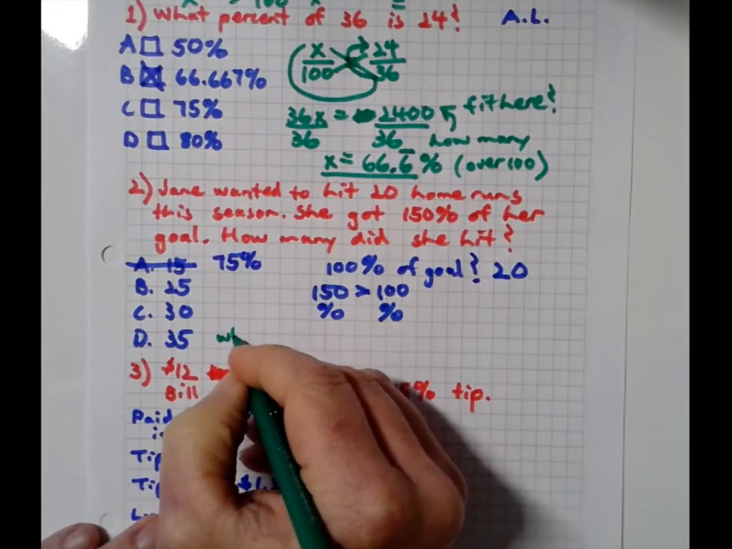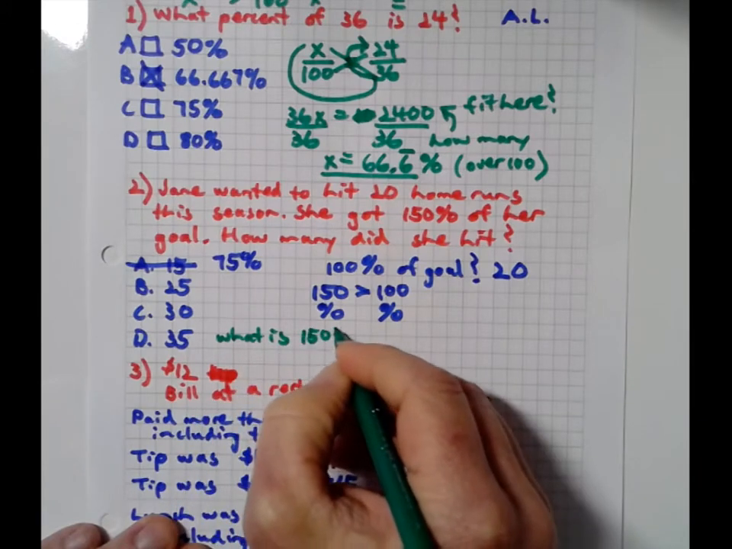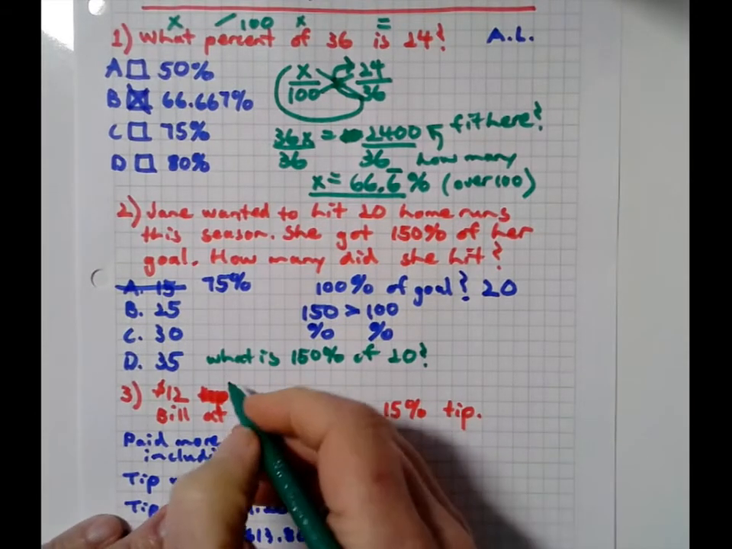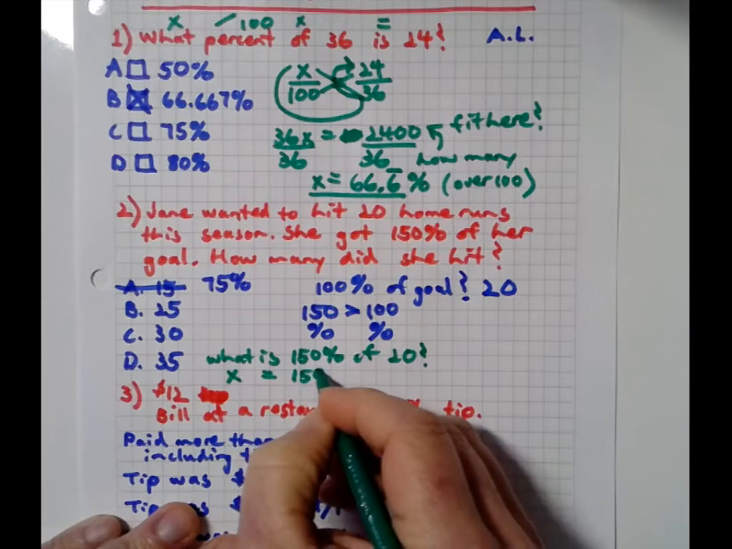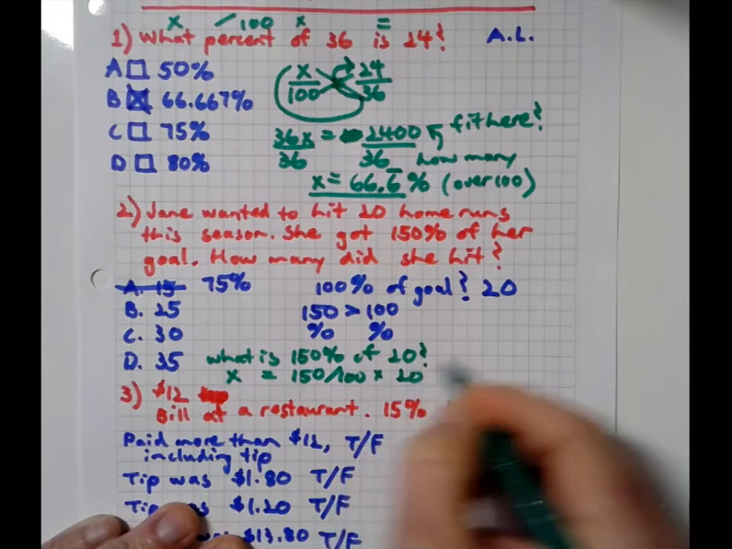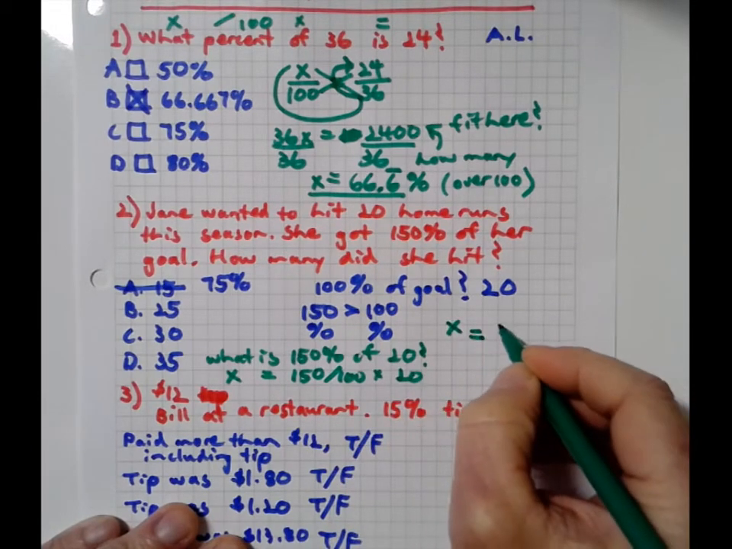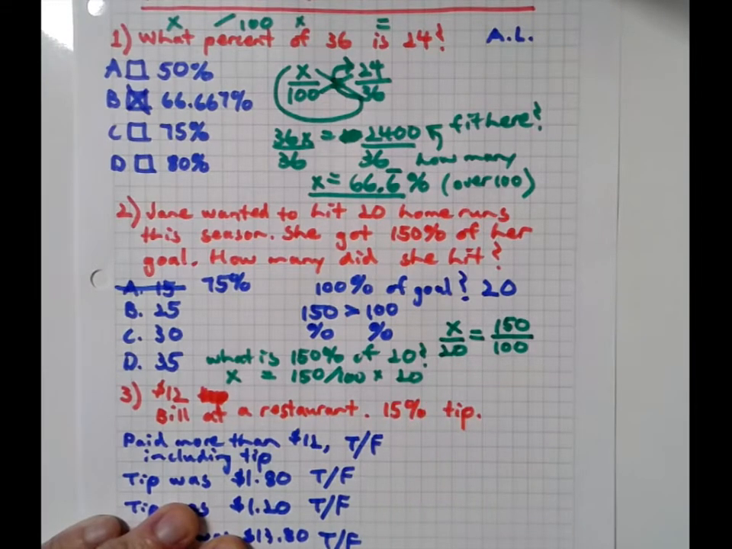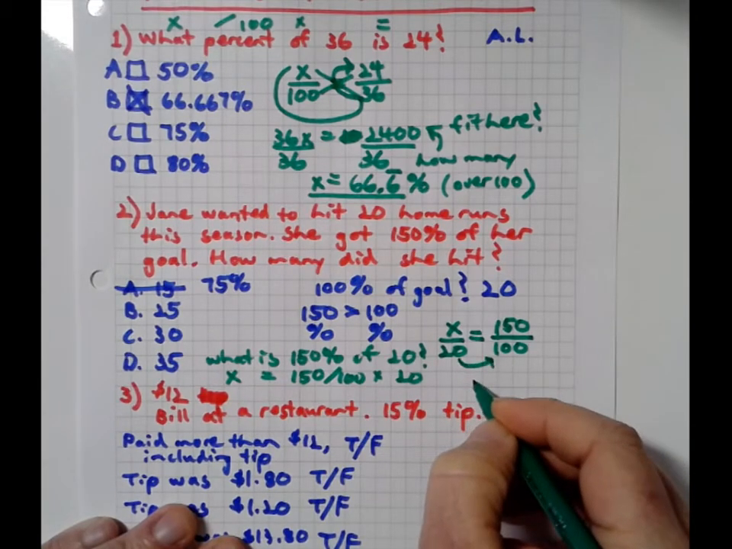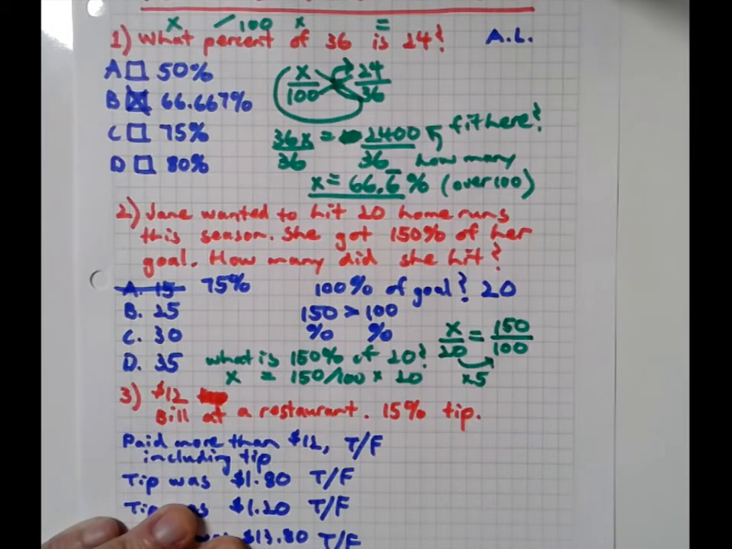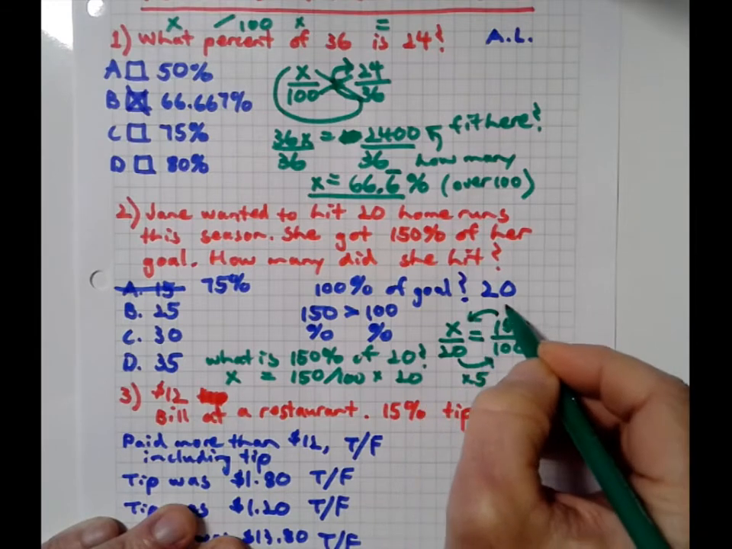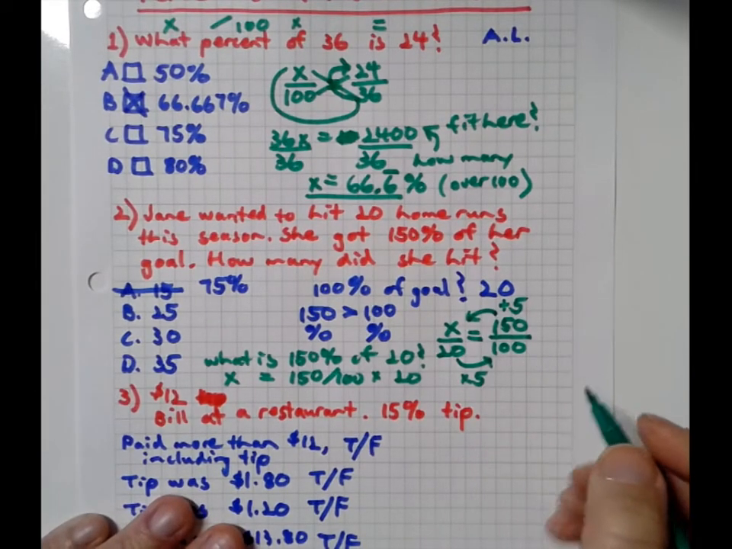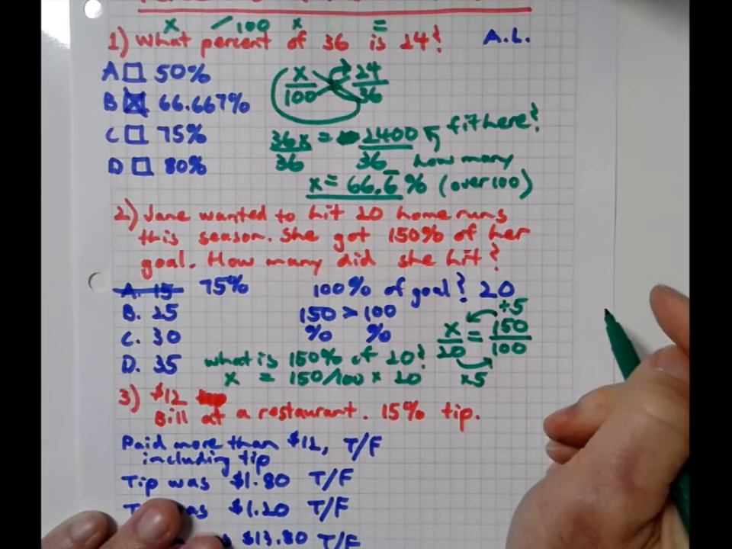So the question here is, what is 150% of her goal of 20? I'm going to use the same strategy we just used above, which is x is 150 over 100 of 20. We're going to go around the circle. What is 150% of 20? And we can see proportionately that if I go this way, times 5, 20 times 5 equals 100. If I go the opposite way, I could divide by 5. Opposite direction, inverse operation. That's going to be 150 divided by 5 is 30.